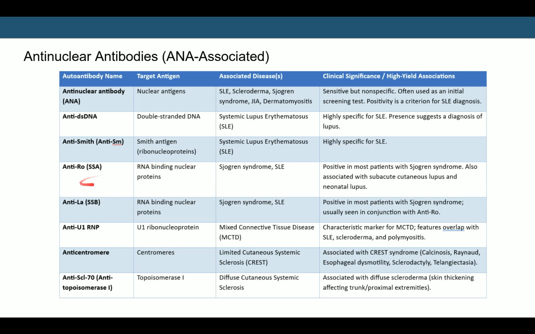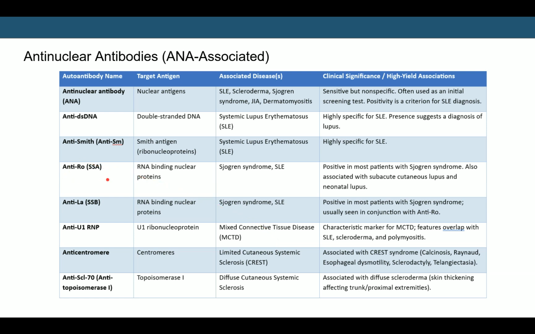The other ones are anti-Ro and anti-La, which are also called SSA and SSB. These are associated with Sjogren's syndrome. They are positive with Sjogren's syndrome, and you should remember this, as they are also positive with SLE. So anti-Ro and anti-La, SSA and SSB, are positive in Sjogren's syndrome and to a lesser extent with SLE.